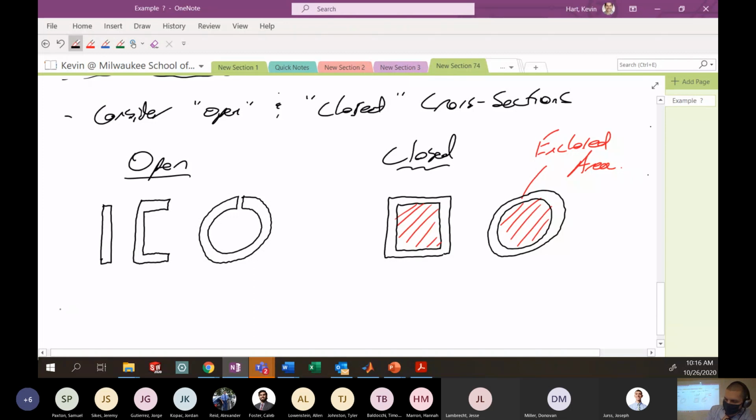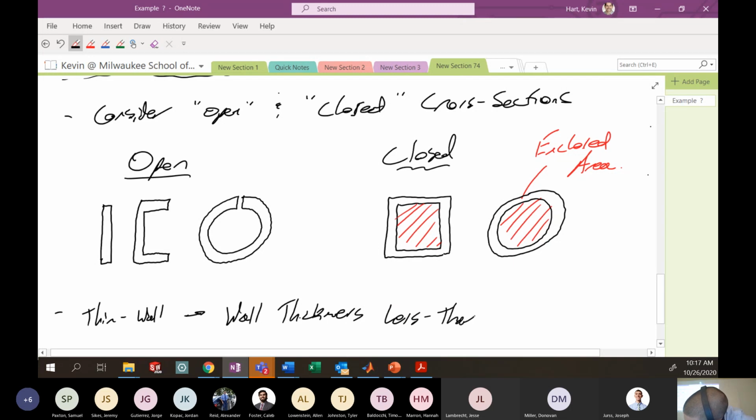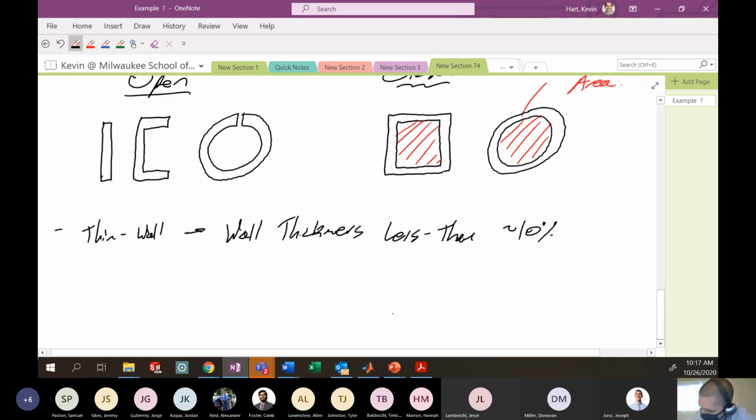So we should maybe take a second to define thin-walled. I would say if the wall thickness is less than, let's say, 10% of the hydraulic diameter, that would be an appropriate value. So thin wall: wall thickness is less than, let's say, 10% of hydraulic diameter.